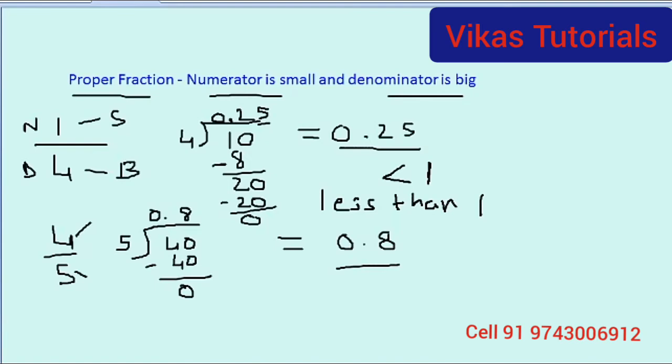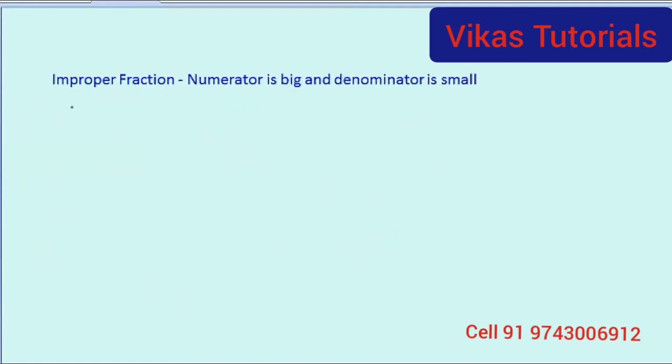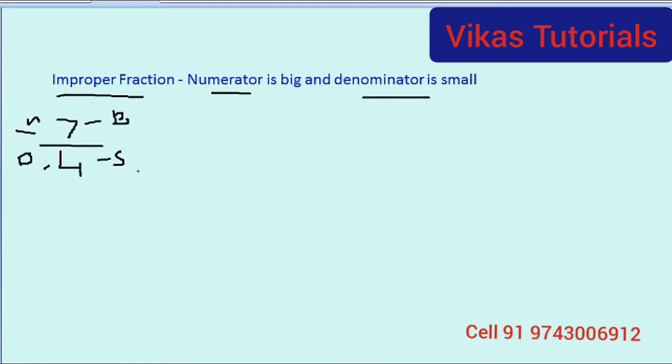Next, improper fraction. In an improper fraction, what will happen? The numerator will be big and the denominator will be small. Our example was 7 by 4. Here you can see 7, the numerator, is big, and 4, the denominator, is small.